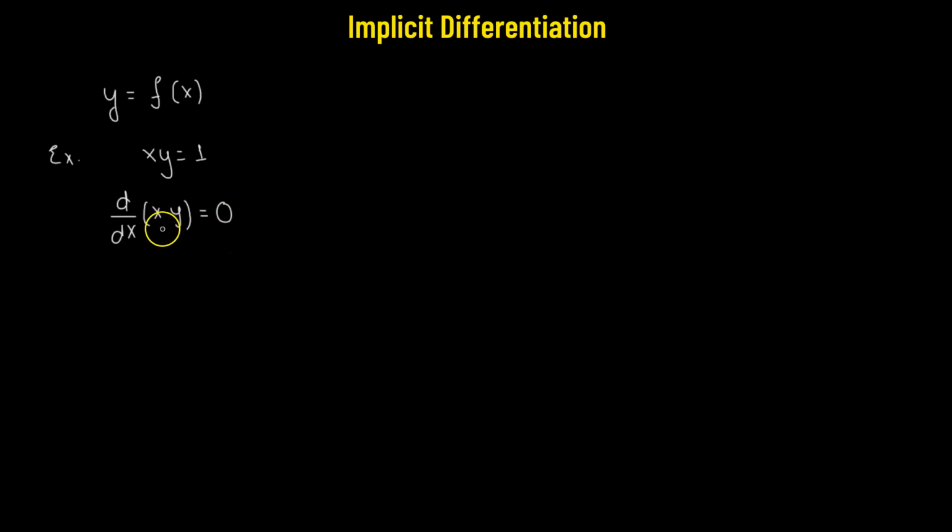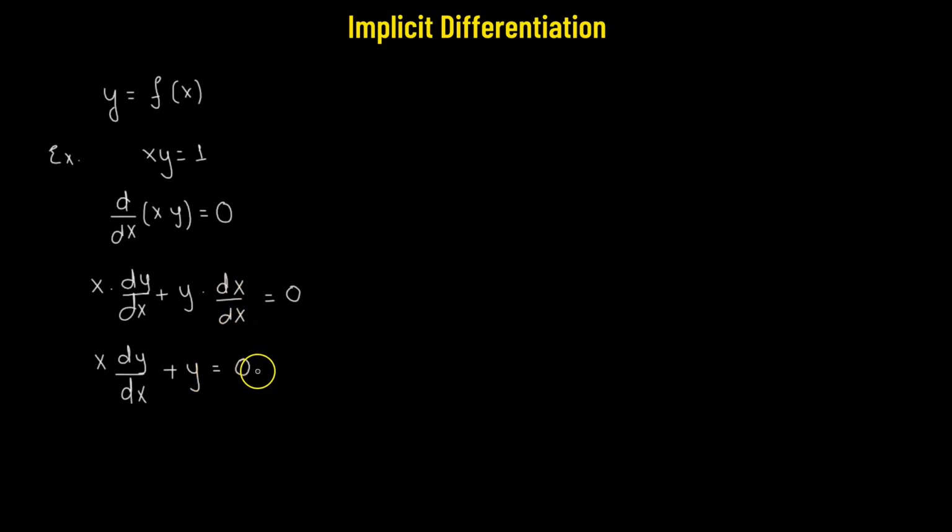Now here we have the product of two functions, x and y. So we will use the product rule. We have x multiplied by the derivative of y with respect to x, plus y times the derivative of x with respect to x, and this will be equal to 0. So we have x times dy over dx plus y times the derivative of x with respect to x, which is 1, equals 0. So what we have done here is implicit differentiation. Let's work on a few more problems, and that will help us understand what implicit differentiation is and how to work our way around it.